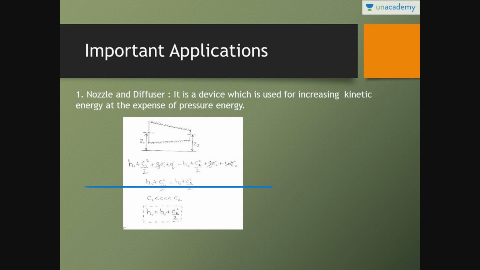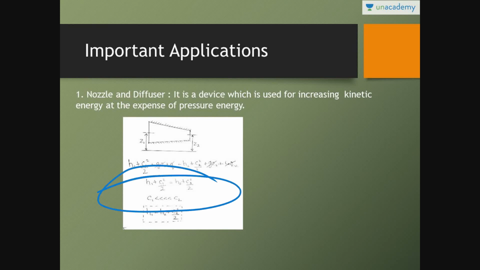First of all, keep in mind a few important facts. A nozzle is generally insulated, so Q is 0, and there is no work involved in a nozzle, so W is 0. It is on the same height, so you can cancel out the potential energy. Then the equation becomes H1 plus C1 square by 2 is equal to H2 plus C2 square by 2.